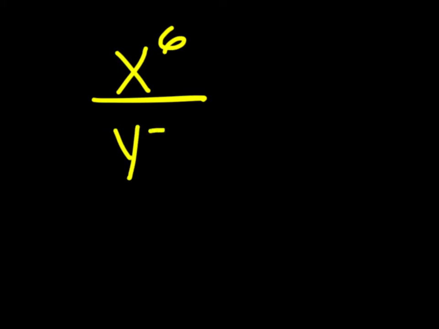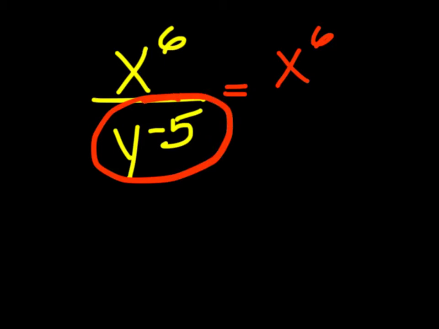Practice problem. X to the sixth over y to the negative fifth. The solution to the practice problem is that x to the sixth has a positive exponent. It stays on the top. But this is a negative exponent. It must go to the top and become positive. So x to the sixth, y to the fifth. Another practice problem.